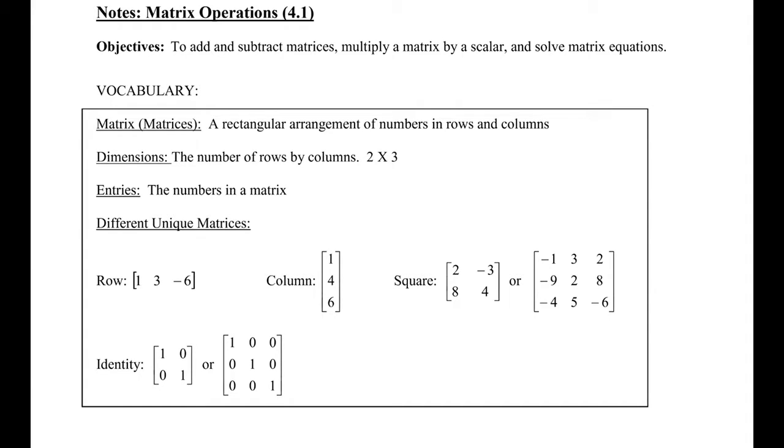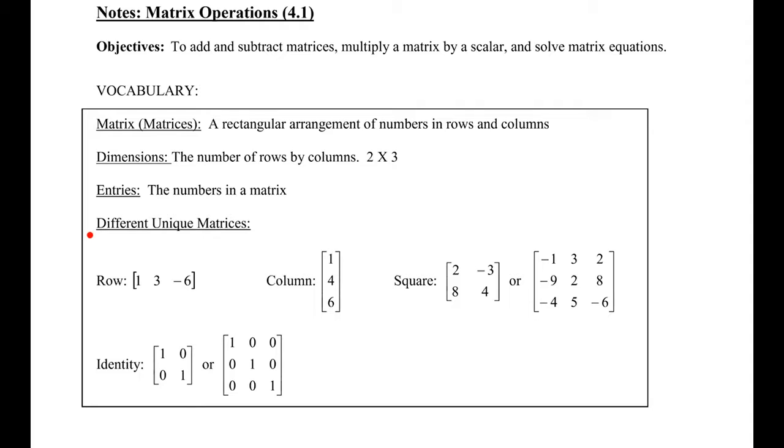Today's notes are on matrix operations. Some basic vocabulary for you is first, a matrix, also known as matrices, plural, is a rectangular arrangement of numbers in rows and columns. The dimension is the number of rows by the number of columns. For example, a 2 by 3 matrix.